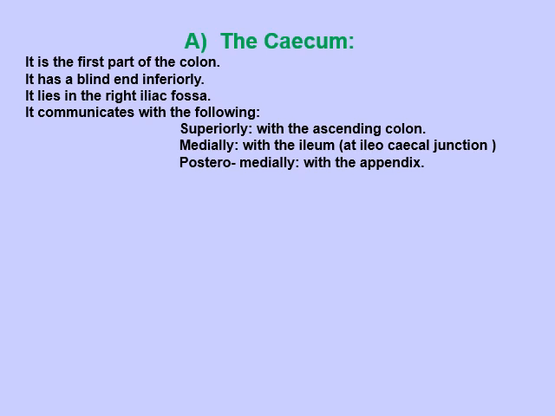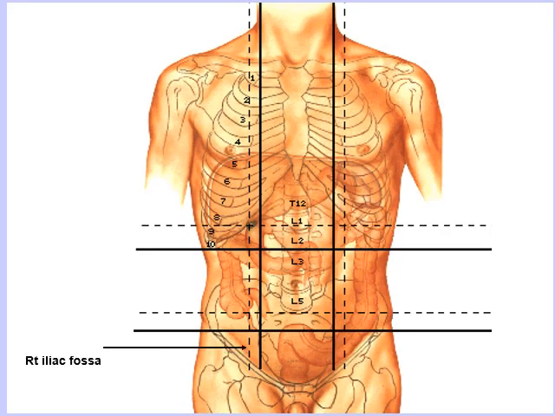It is blind inferiorly. It lies in the right iliac fossa and it communicates superiorly with the ascending colon, medially with the ileum, and posteromedially with the appendix. Yes, the right iliac fossa, and this is the anatomical position of the cecum and appendix.